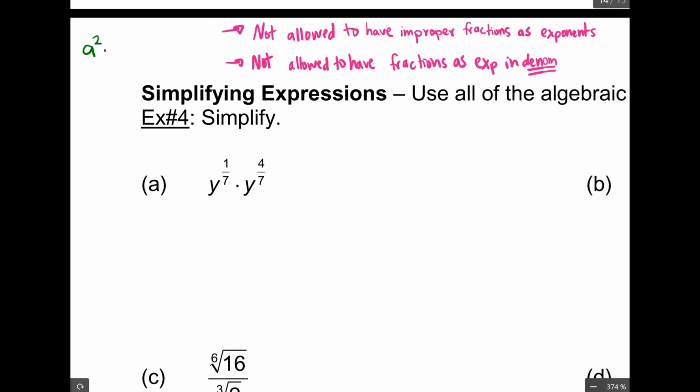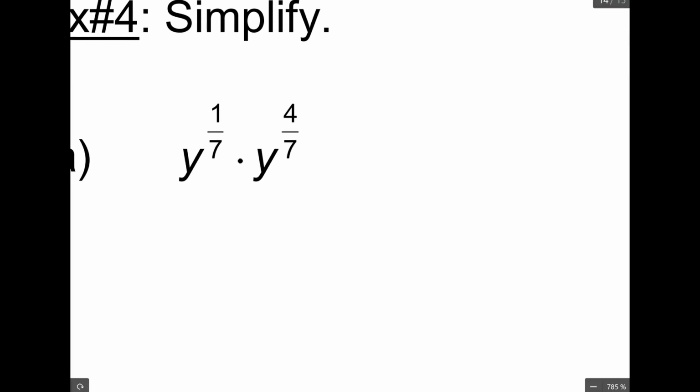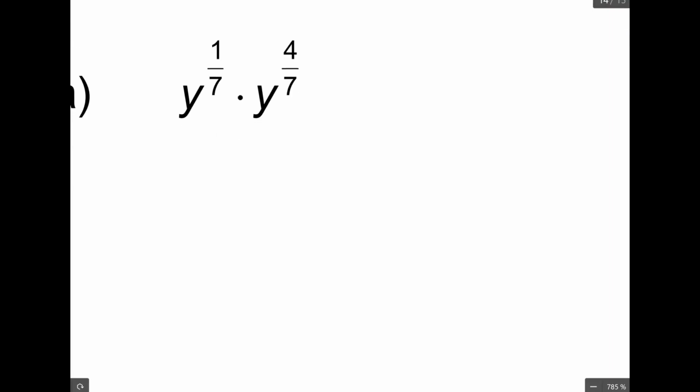Okay, so here's the key to solving these problems. You have to understand that a squared times a cubed is going to be a to the 5th. So we're going to do a lot of adding exponents, just moving all of this together. Okay, so I'm going to simplify. If I'm multiplying bases together, I'm just going to be combining the exponents. I'm going to add the fractions together.